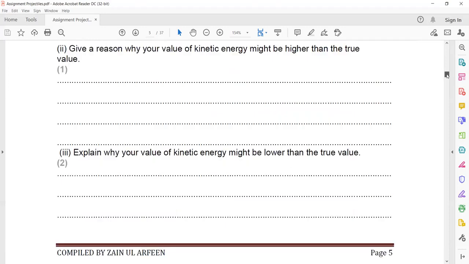The next part: give a reason why your value of kinetic energy might be higher than the true value. So what we calculated is 40.8 joules. But maybe practically the kinetic energy will only be maybe 30 joules. So what could be a reason why the value which we calculated, 40.8, might be higher?